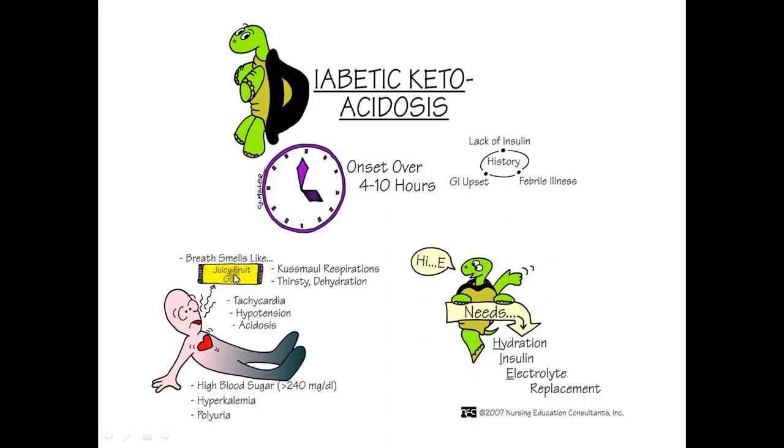Breath smells like juicy fruit gum. That is called the ketotic smell, and there will be Kussmaul respiration. Patient will be thirsty, dehydrated, with tachycardia, hypotension, and acidosis. When you do blood tests, you will see a high blood sugar, which is more than 240. There will be hyperkalemia and there will be polyuria.